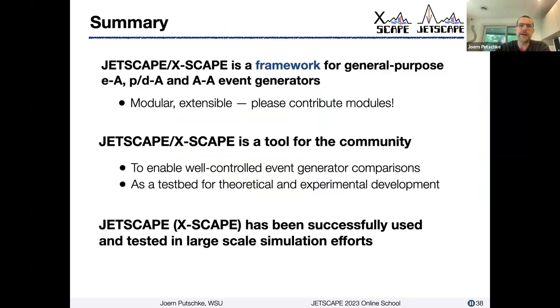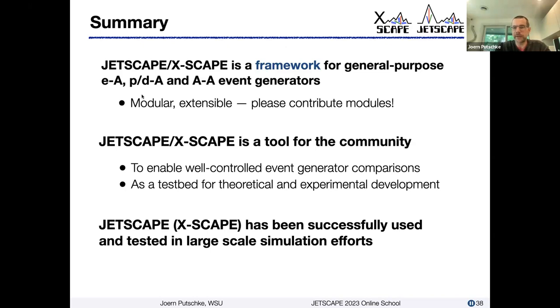Okay, so in summary, JETSCAPE and XSCAPE is a framework for general purpose collision event generators. So really envision from electron-ion to gold-gold collisions in the same environment with the same framework to really allow modular exchange in an organized fashion. And the idea behind that is you only have to implement the physics in the module you are interested in, and you can utilize everything else and it will basically run out of the box. So please contribute your own modules. It's also a tool for the community. So it will really enable well-controlled event generator comparisons.